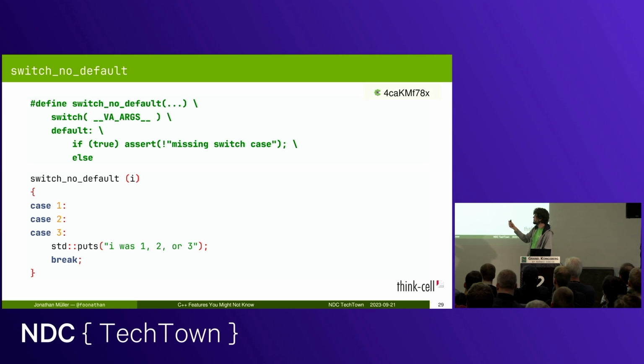If I is 1, 2, or 3, we will ignore the default case and directly jump to the case. And note that the braces are part of the else. So all the braces are children of the else statement. So we'll directly jump to the appropriate case. However, if we don't hit them, we will hit the default, start executing the if else, and because if true is true, we will directly jump to the assertion. And that way, if we want a one-time check that we don't hit the default case, we just write switch no default instead of switch, and it just works. Like I said, the coworker was really proud when he showed me this macro.